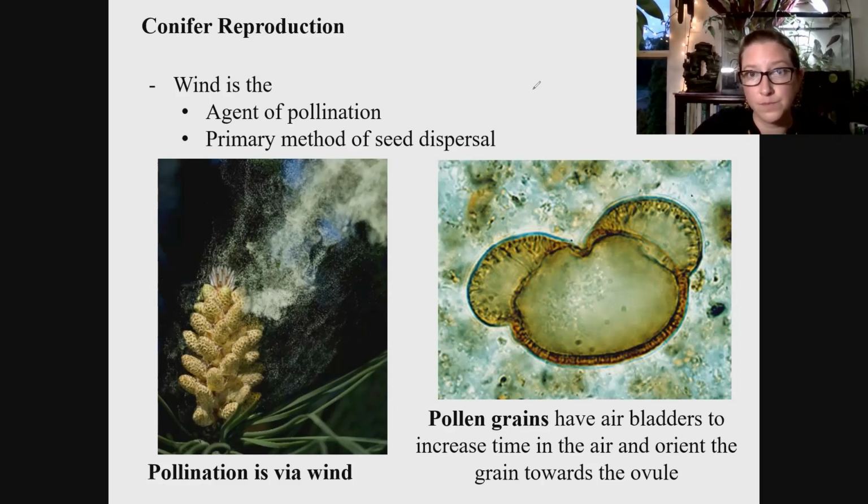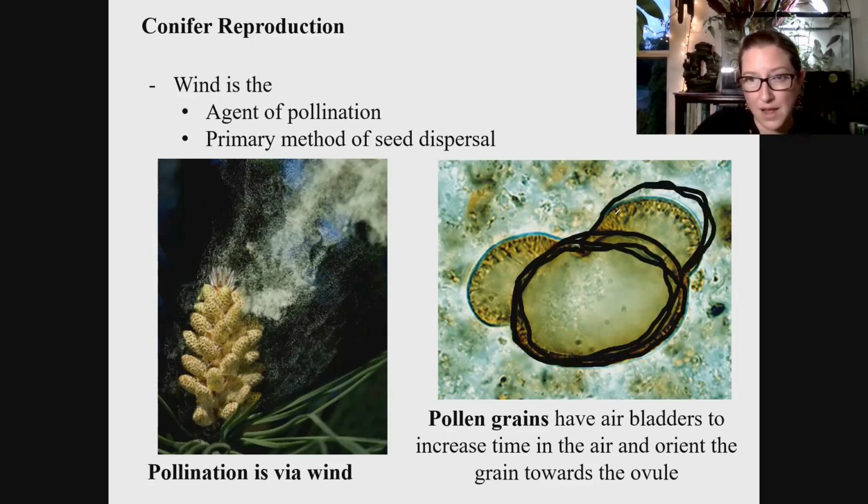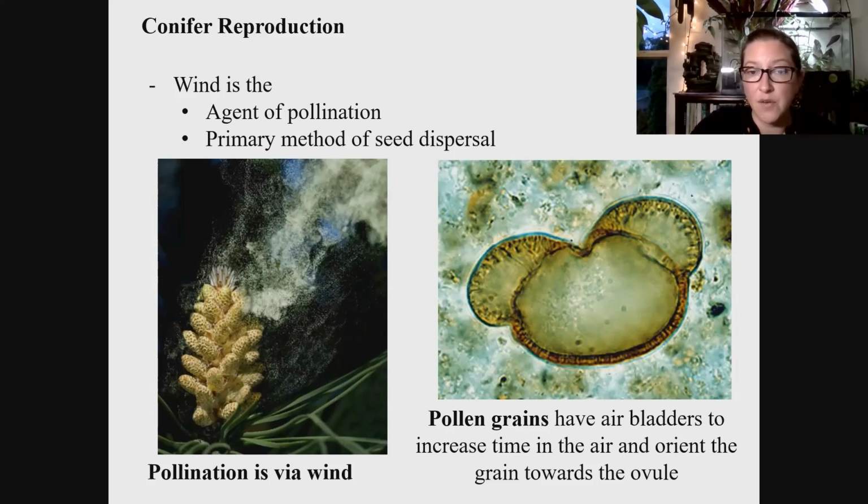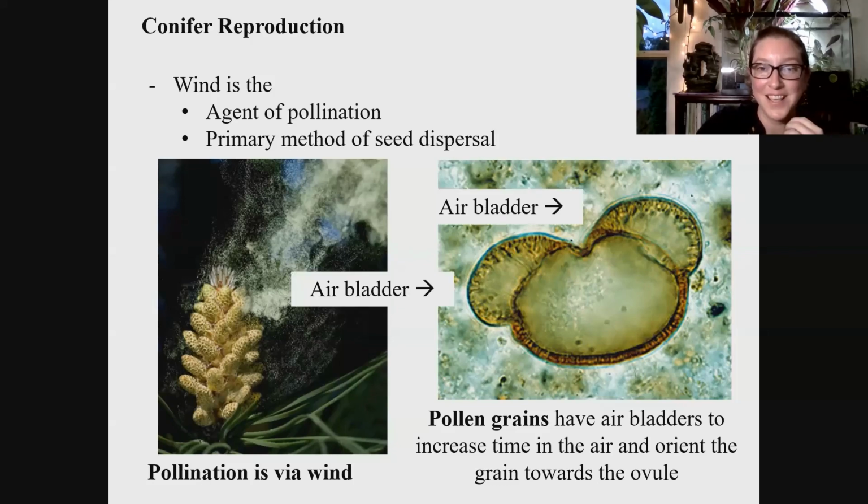So this is a pollen grain. And this is a little air bladder, and this is a little air bladder coming off of it that helps it fly in the wind and also helps orient it to touch the ovule. And one way that people always remember conifer pollen is you have the pollen grain and you have the little air bladders on top.